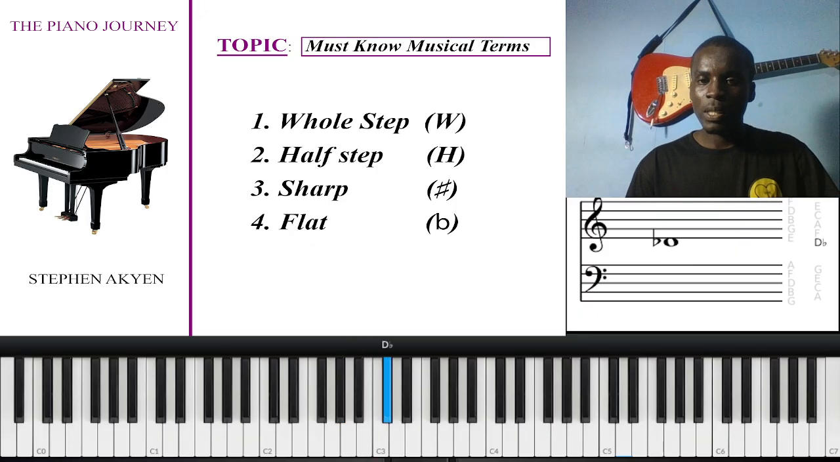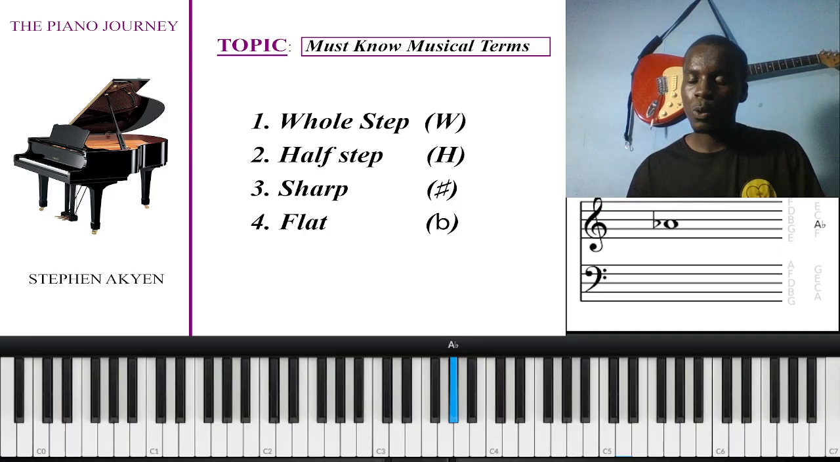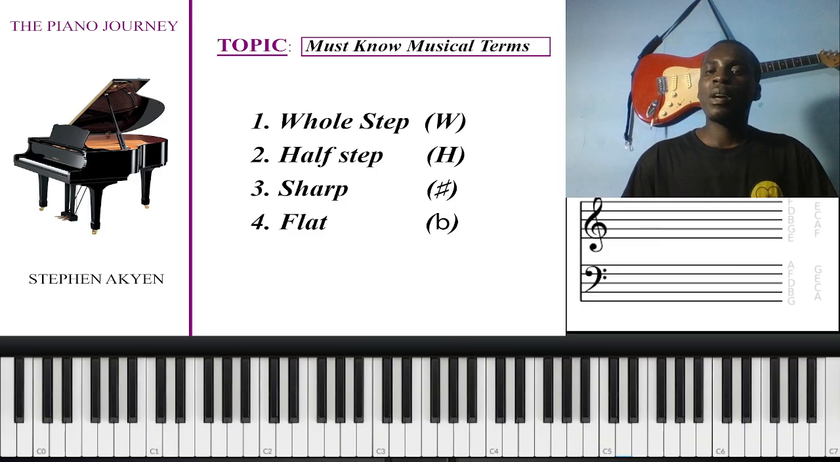So assume I'm on this key, that is C sharp or D flat, and I tell you to move a half step, it means moving from here to here. If I'm on this key, I tell you to move a half step, it means moving from here to here, alright? So this is the meaning of half step.